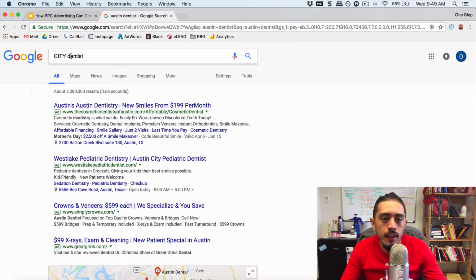So again, in a bigger city, there's probably going to be a higher volume of keyword searches per month for specific keywords. In this case, let's say Austin dentist has 1,000 searches per month. But if you're in a much smaller city, then you're probably only going to get 100 searches per month. So you're not going to have the potential of getting as many customers. But that doesn't mean Google AdWords is not going to benefit you.